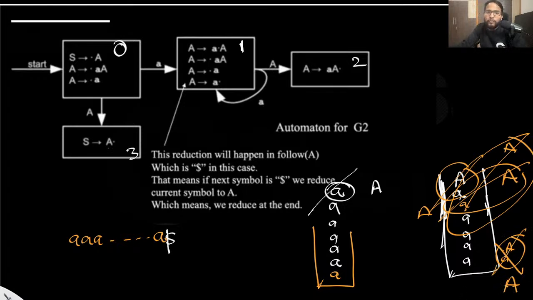And then the capital A, you will go to the state 3, which means you will reduce this capital A to S, which is the accept state. So you will be having order of n space or theta of n space in this case.